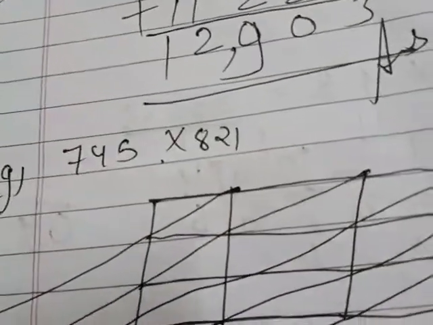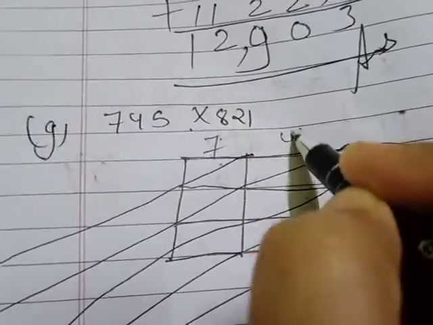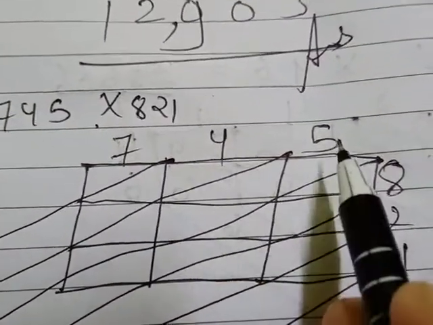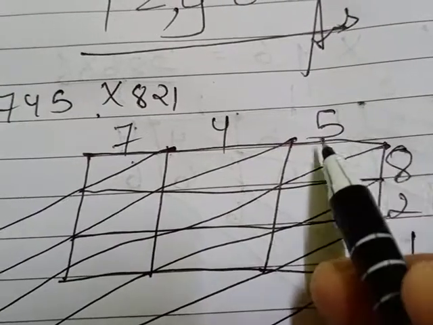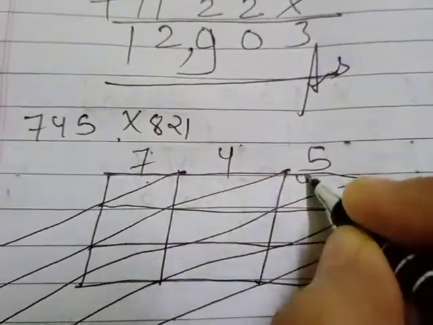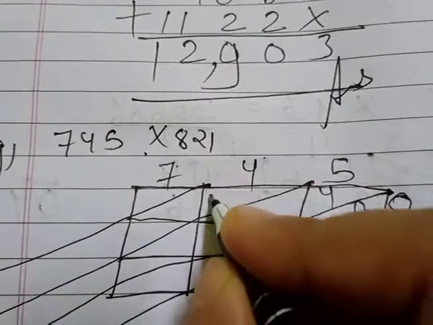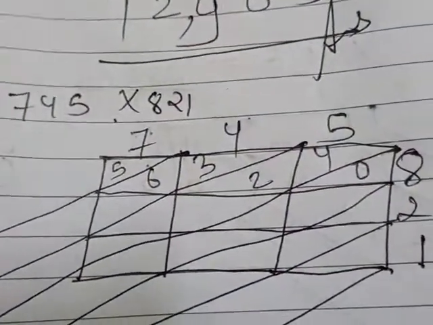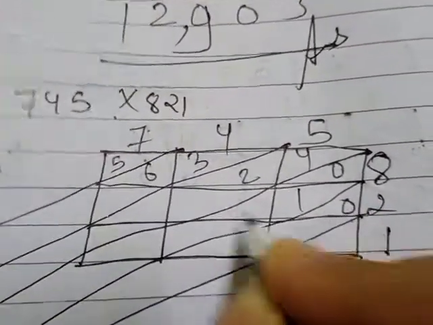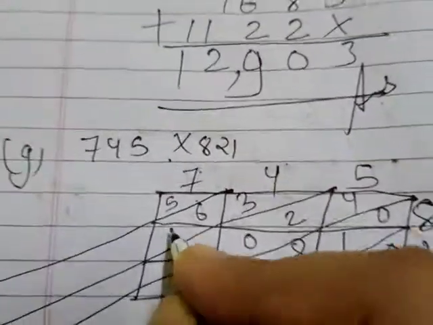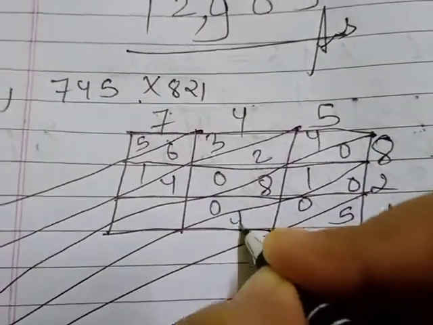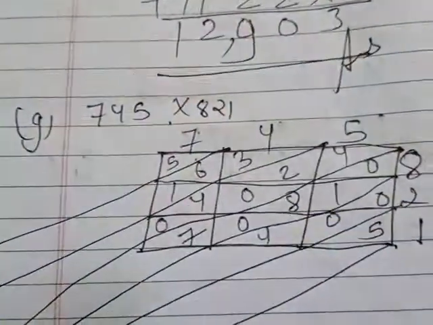Okay, now multiplicand is 745, and the multiplier is 8, 2 and 1. Now first of all, 745 we will multiply with 8, so 8 5s are 40, so 4 and 0. 8 4s are 32, 8 7s are 56, 5 6. Moving forward, 2 5s are 10, 2 4s are 8, 2 7s are 14. 1 5 is 5, 1 4 is 4 and 1 7 is 7, like this.